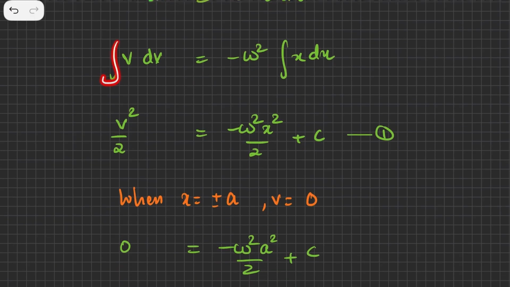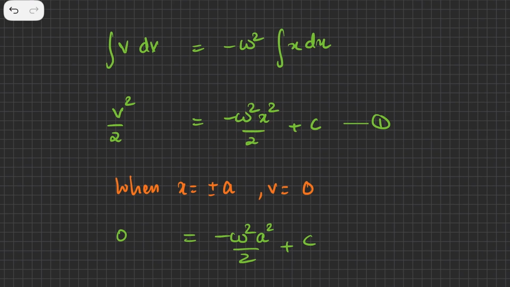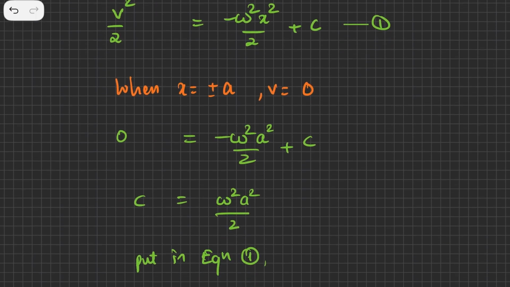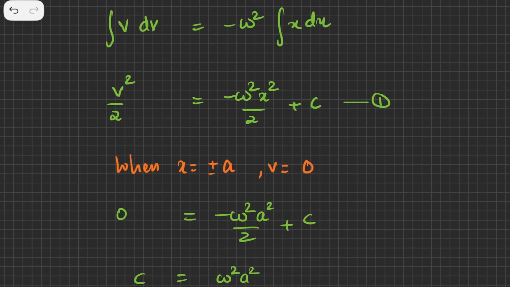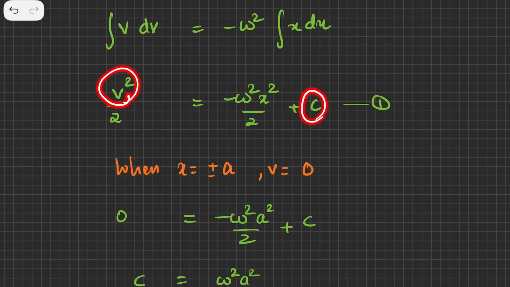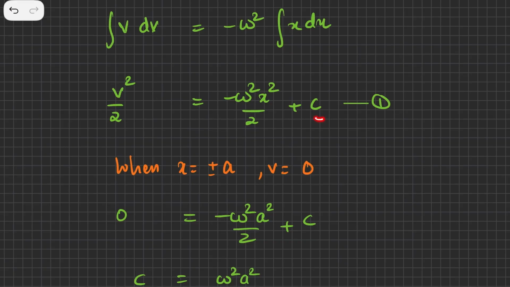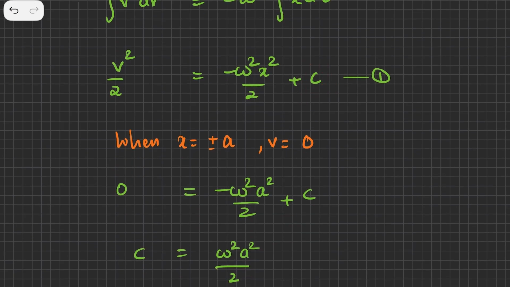When I integrate this, since I don't know the limits, I am not putting the limits here. Integration of v becomes v square by 2, and integration of x is x square upon 2. Minus omega square is a constant, so that is taken out, plus a constant of integration that I'll call c, and this is my first equation. To start with, we don't know the value of c, because in finding v we have landed up with one other constant, which is c. So we are going to find this c by using some boundary conditions.